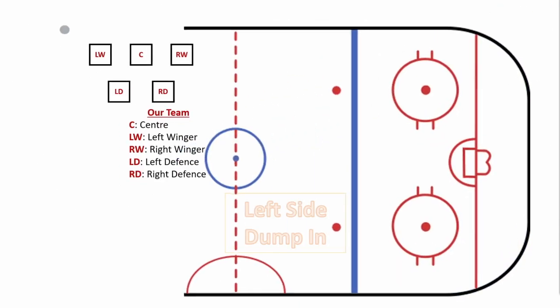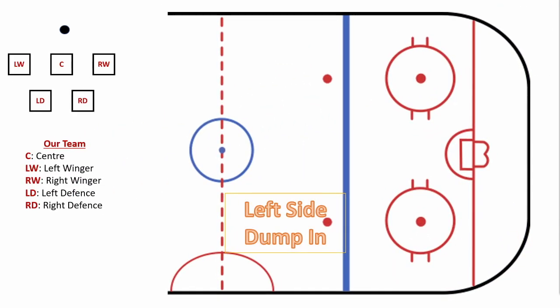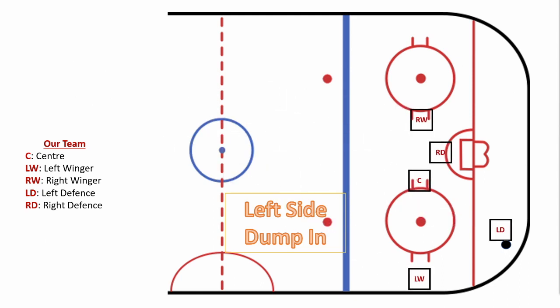So let's look at a scenario that happens every single game. The other team dumps the puck. So let's see what it looks like when they dump the puck on the left side. Now, I'm just going to show our team's positioning because every other team does it a bit differently on the offensive zone, and it just gets too cluttered on the screen. So left side dump in, team dumps the puck. Here's how we're going to position ourselves.